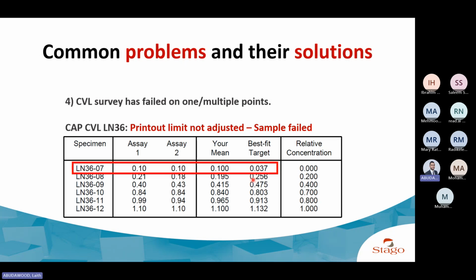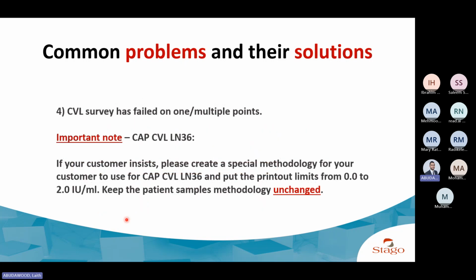So in this case, as you can see, 0.1 is far from 0.037. If your customer really insists and does not accept that you report it as below 0.1, you can create for them the methodology that I told you about here. And that special methodology is only for CAP, nothing else, never for patients.